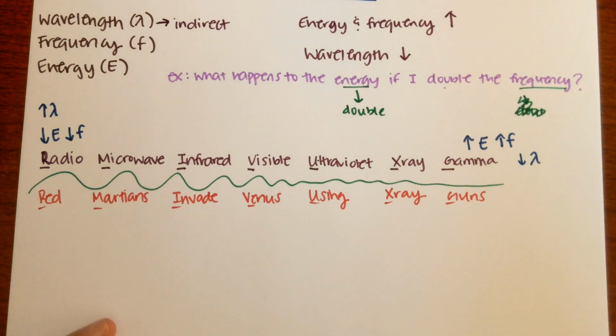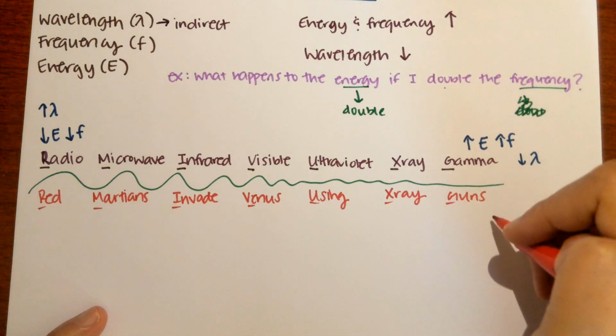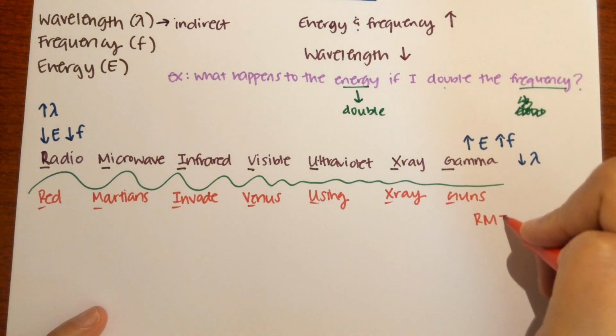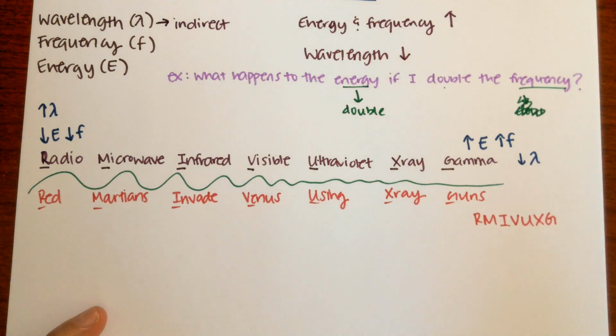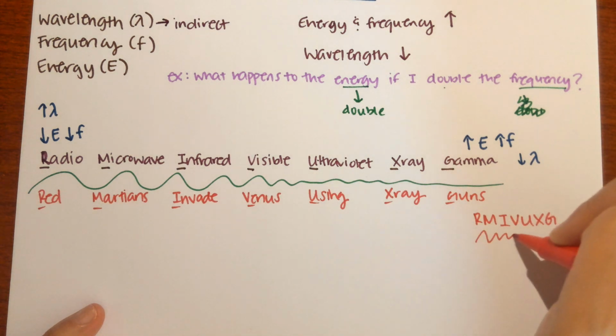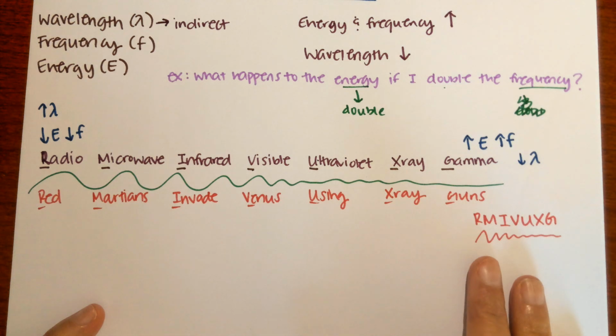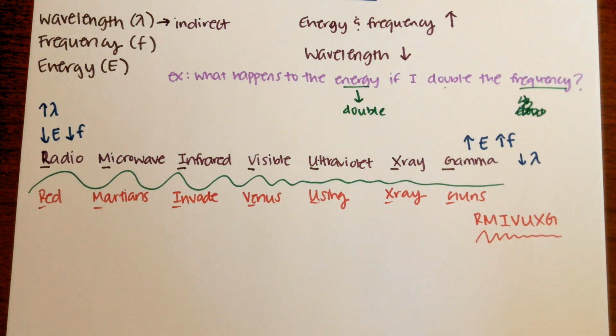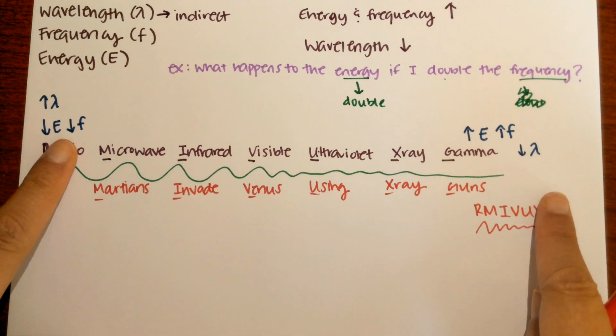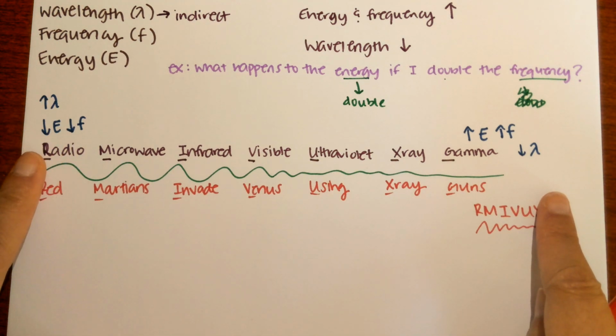If you don't want to write all that, you can just remember in your head the whole phrase, and I would just write it as RMIVUXG, red Martians invade Venus using X-ray guns. So that's the easiest way to do it. And then you do a little wave here, just something that you can write real quick on your quiz or test, so you have something to remember by. And also remember the trends here for the energy, frequency, and wavelength.